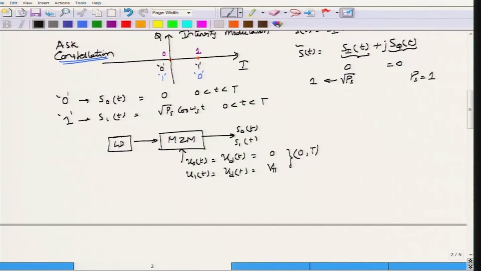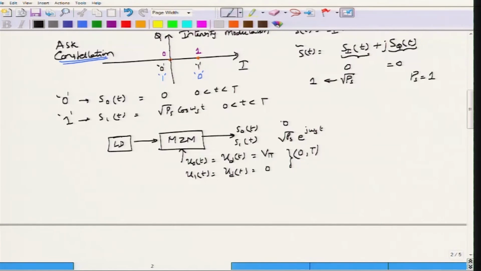Why should it be 0 and V pi? I have to switch these two because I associated 0 with 0, right. So, I have to make this as V pi and this as 0. So, when ud of t is 0, the Mach Zehnder modulator will simply be biased at the maximum transmission point, and S1 of t will be equal to square root Ps e power j omega st. Here it would be equal to 0. So, this is essentially what amplitude shift keying or intensity modulation is all about.